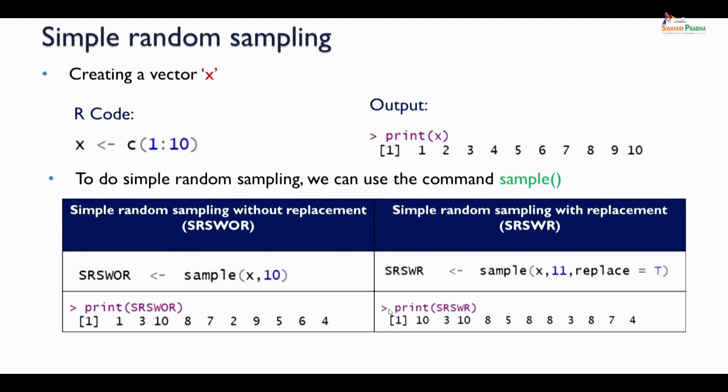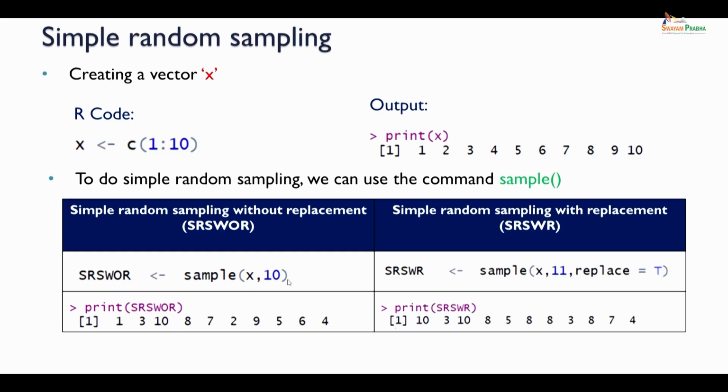So, we have two columns here, one for simple random sampling without replacement and another for simple random sampling with replacement. Here is the code and here is the output. To do simple random sampling, we have to use the function called sample. This is the population from which I am going to draw my samples, and this is the size of your sample. My population size is 10 and my sample size is also 10 here. I am naming it SRSWOR, which represents simple random sampling without replacement.